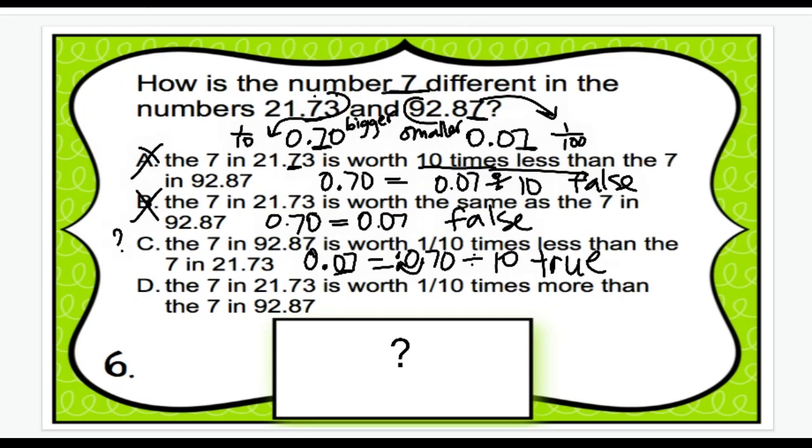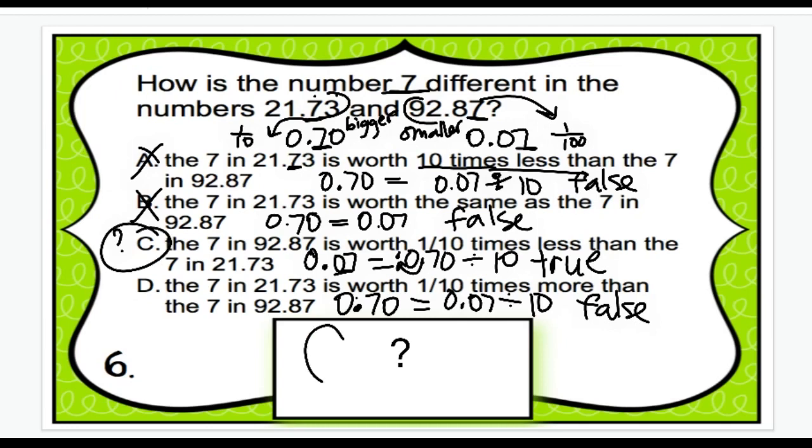So far, let's check D. Okay, this is saying that 0.70 is equal to 1/10 times more. That just means divide again. So this is saying that 0.07 divided by 10. Not true. This is also false. So let's go with our C. C is our answer choice.